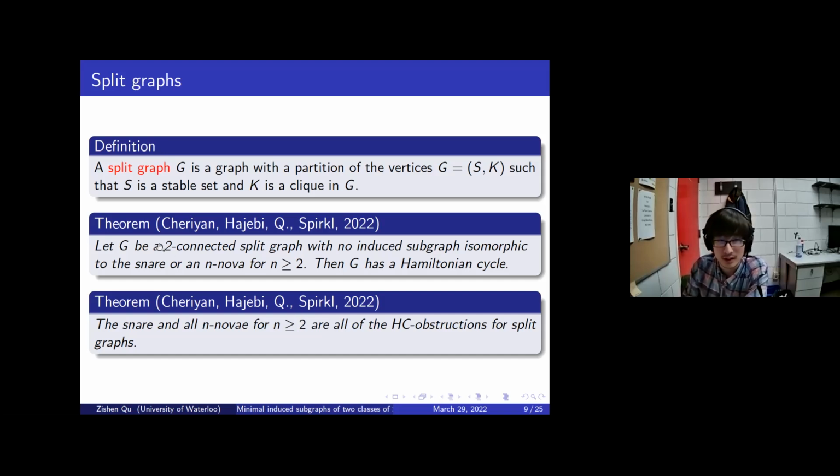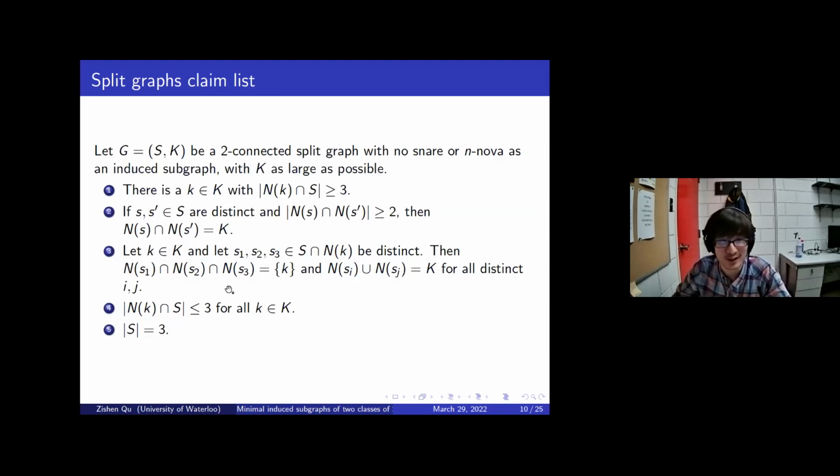And we showed that if you have G, a two connected split graph with no induced subgraph isomorphic to the snare, or n nova for any n greater than or equal to 2, then G has a Hamiltonian cycle. So as I stated before, this is the method of showing that these are all the HC obstructions. If you exclude them, then you get Hamiltonian. You're Hamiltonian, then that means that you got all of them. There's none left. Okay, so I'll try to show this, but I'll sketch the proof in all the steps of the proof, the claims. So we do this in 5 different claims.